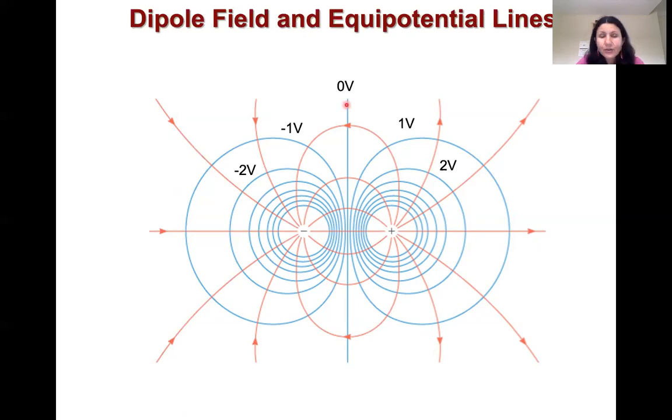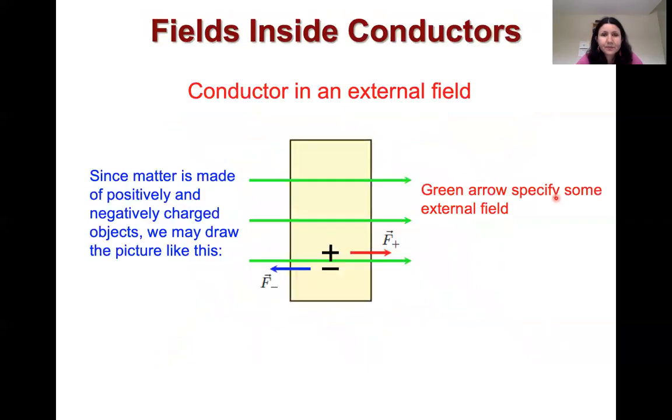And again, when you go towards positive charges, the electric field is going away, so the voltage has to be increasing. So if this is 2, that's going to be 3, 4, and so on. So that's how you would go from seeing these more complicated electric field lines to equipotential lines.